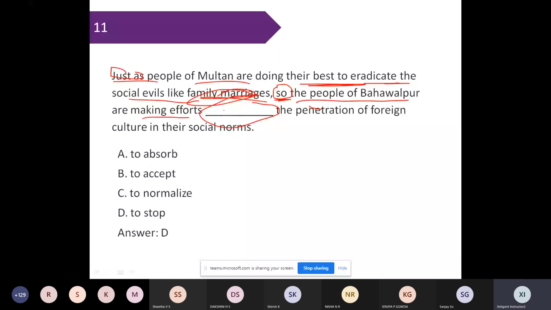Most of you have given option B as the answer, but that's not the answer. They're not accepting it. In the previous case, people of Multan are eradicating the social evil of family marriages. Similarly, the people of Bahawalpur are trying to eradicate. Eradicate what? Eradicate the penetration of foreign culture into their society.